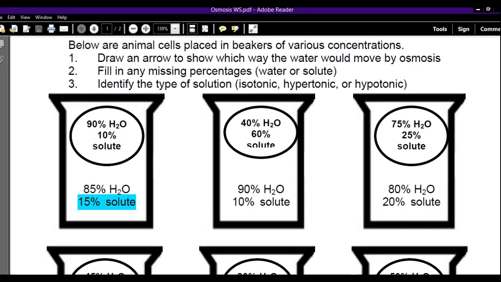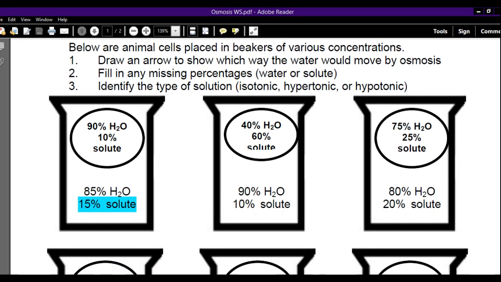So let me see if I can get my drawing tool out here. Okay, and so we see we have high water here, low water here, or this one's lower than the inside of the cell, so water is going to move outwards. Okay, and when water moves out, this is going to be a hypertonic solution.